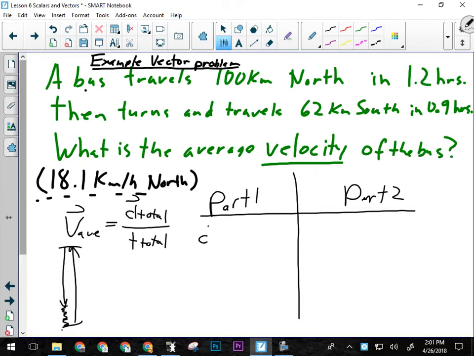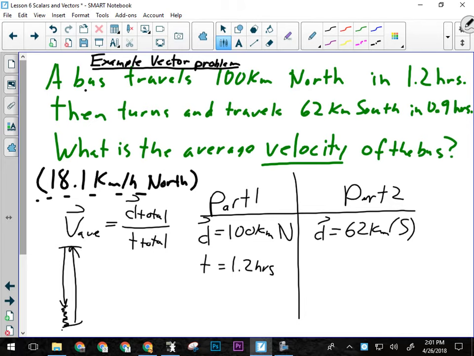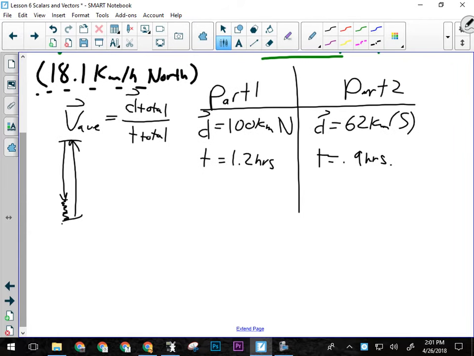In part one, we know that the displacement is 100 kilometers north. In part two, we know the displacement is 62 kilometers south. Part one takes 1.2 hours, and part two takes 0.9 hours. If I need the total displacement and the total time, I can find that now.